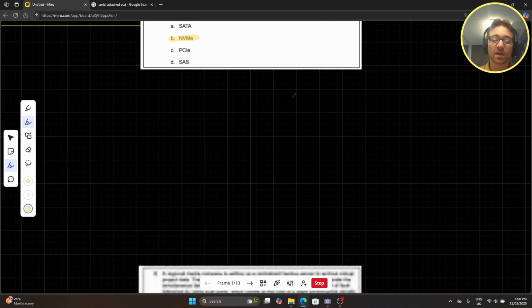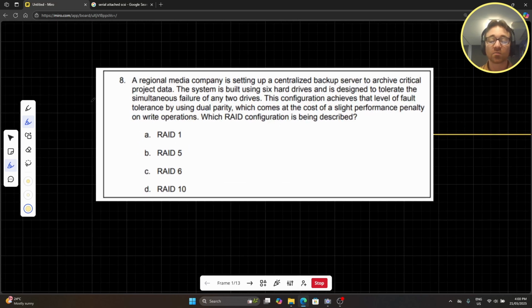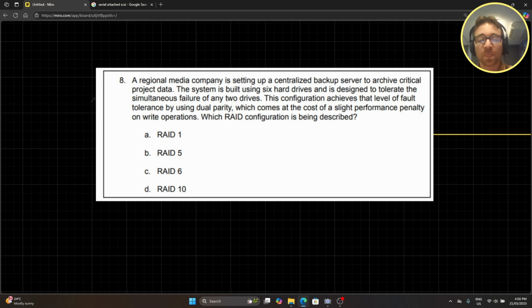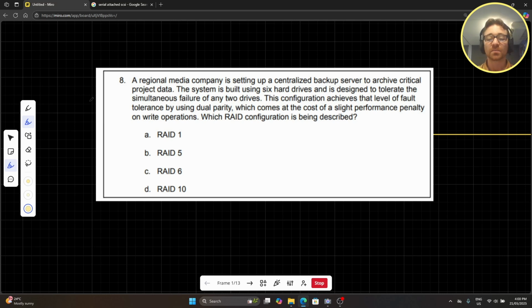Now, guys, let's go ahead and go to the next question. RAID. Don't be hard on yourself if you get this one wrong, guys. RAID takes some practice, okay? The question reads, a regional media company is setting up a centralized backup server to archive critical project data. The system is built using 6 hard drives and is designed to tolerate the simultaneous failure of any 2 drives. This configuration achieves the level of fault tolerance by using dual parity, which comes at the cost of a slight performance penalty on write operations. Which RAID configuration is being described?